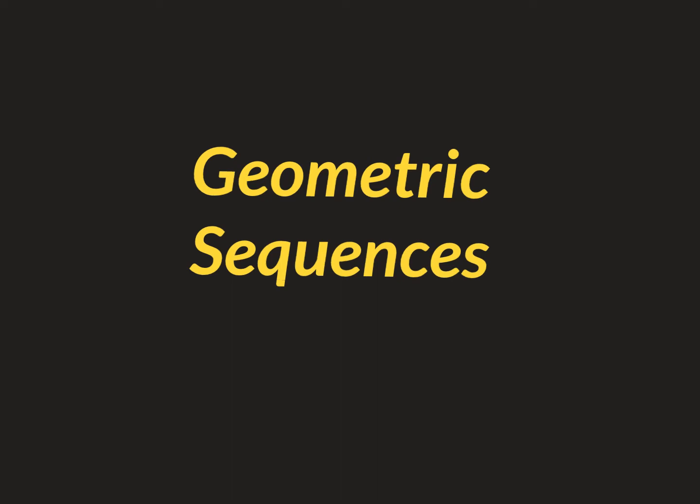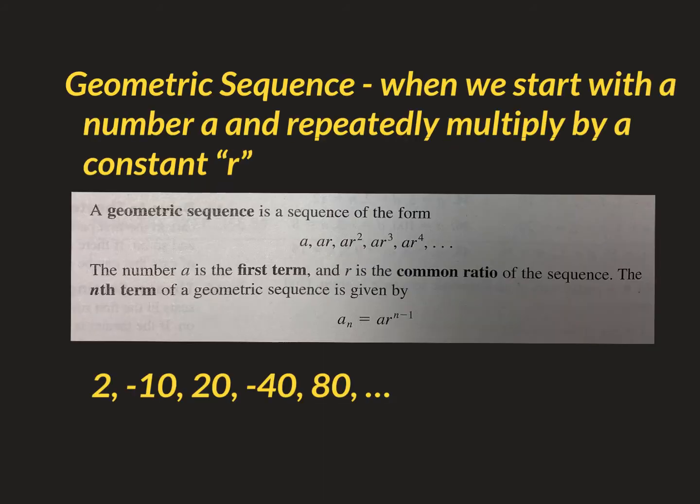All right, today we've got geometric sequences. We just finished working on arithmetic sequences. Now we've got geometric. A geometric sequence is when, instead of adding the same difference every time, we multiply by the same number every time to get our next number. And what we're multiplying by is called R, which stands for ratio, the common ratio.